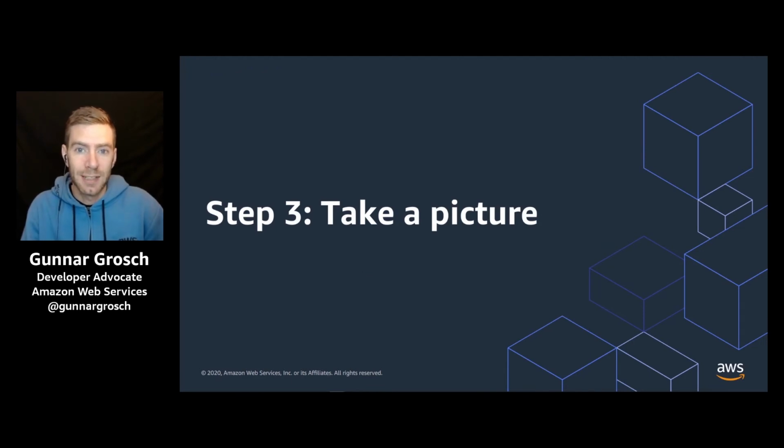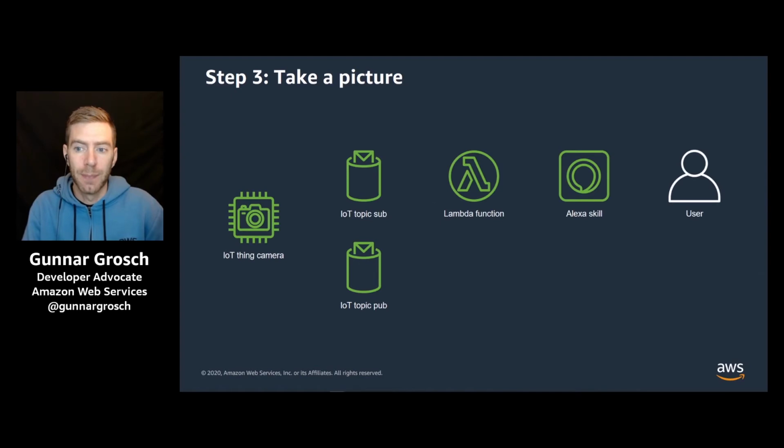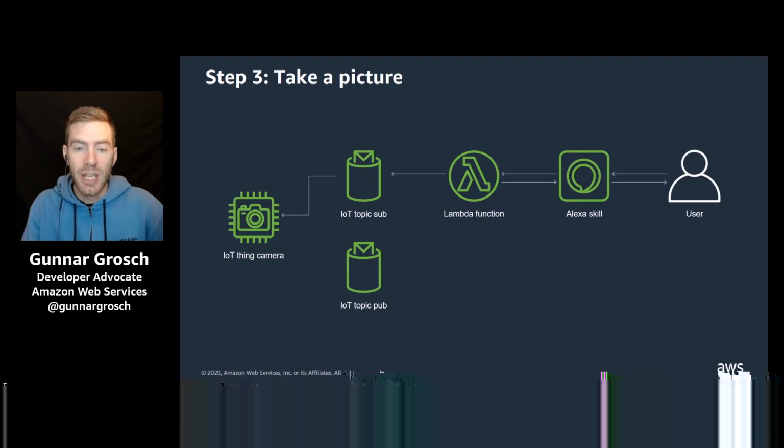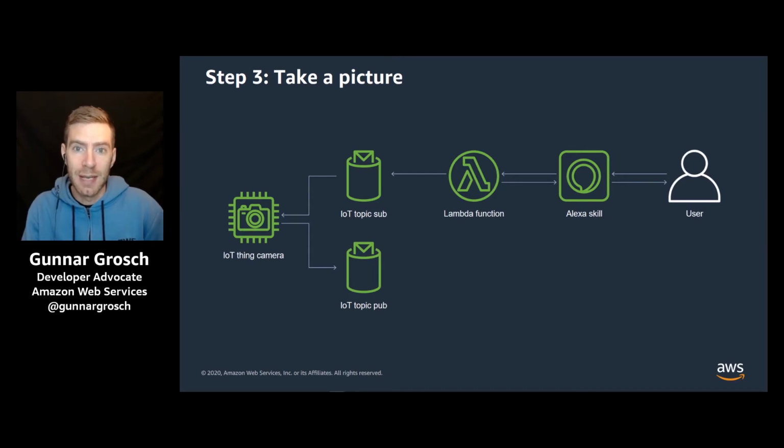So with our Alexa skill in place, the next step then is to get our Alexa skill to be able to take a picture using the IoT thing. And we're going to do it this way. So the user tells Alexa to take a picture, the Lambda function is invoked, sends a message to our IoT topic. And the IoT thing will then get that message based on the subscription, take a picture, and return the image data to the other IoT topic. So let's look at how that works.